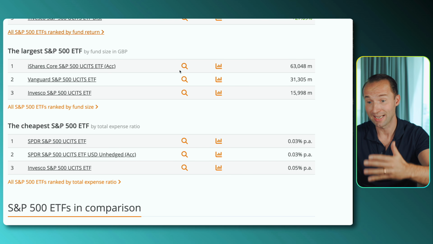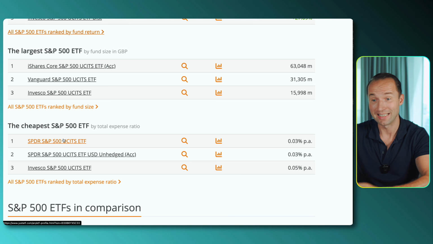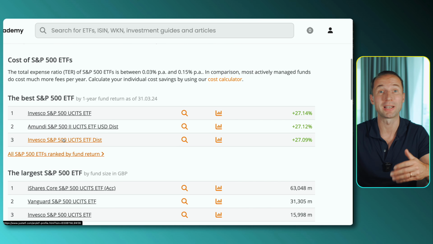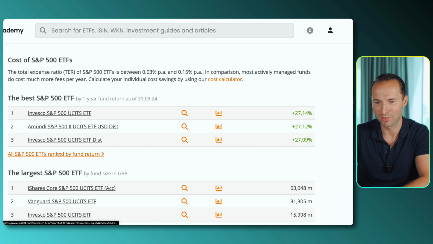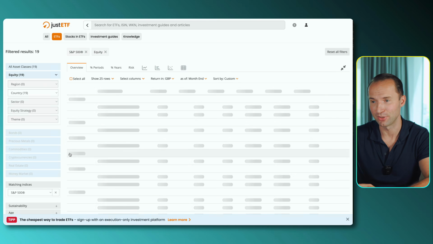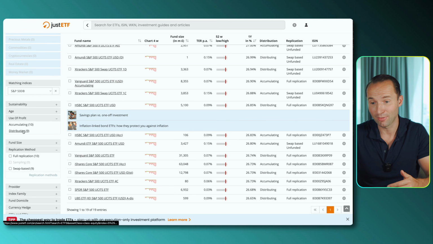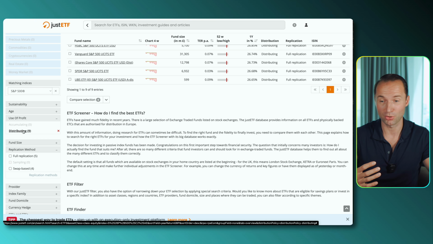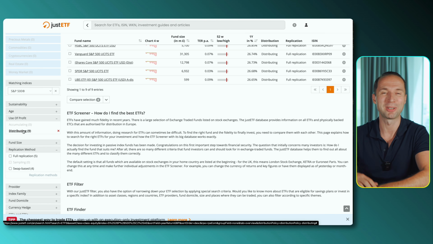So coming back to justETF, in this case, we saw that the SPDR SPYF, the one I'm buying, is the cheapest. However, when we look at the best in terms of performance, meaning that it most closely resembles the actual S&P 500, let's click into this and see the differences over there. Now here you have all of those, but in my case, I want to buy distributing ETF. The choice is yours. Some people like accumulating, some distributing. Depends on many factors. There's no right or wrong. If there was only one right, everybody would be investing into the same.